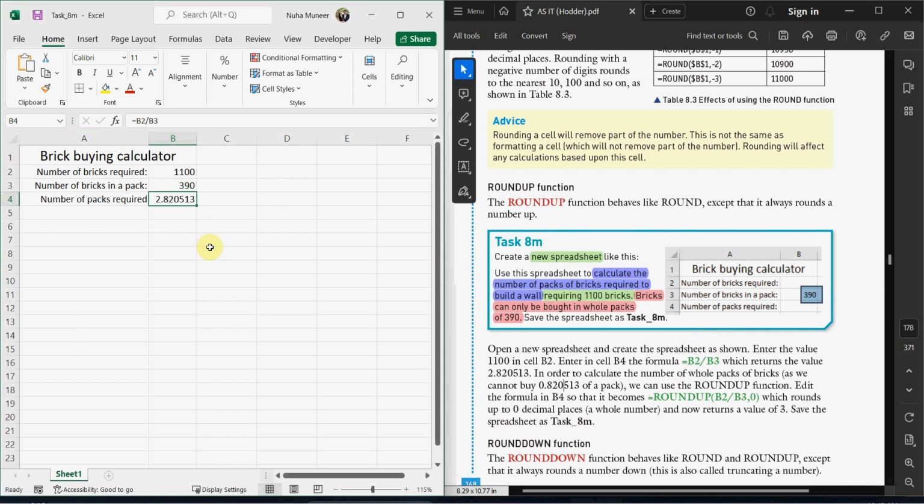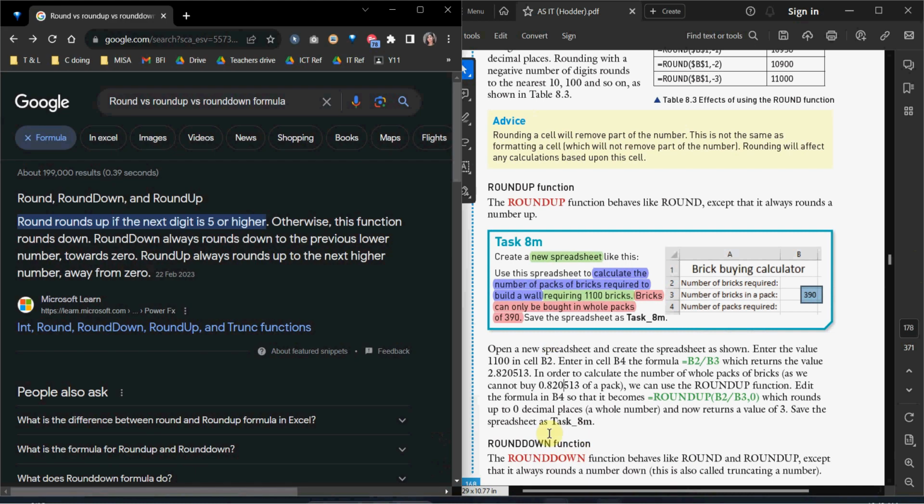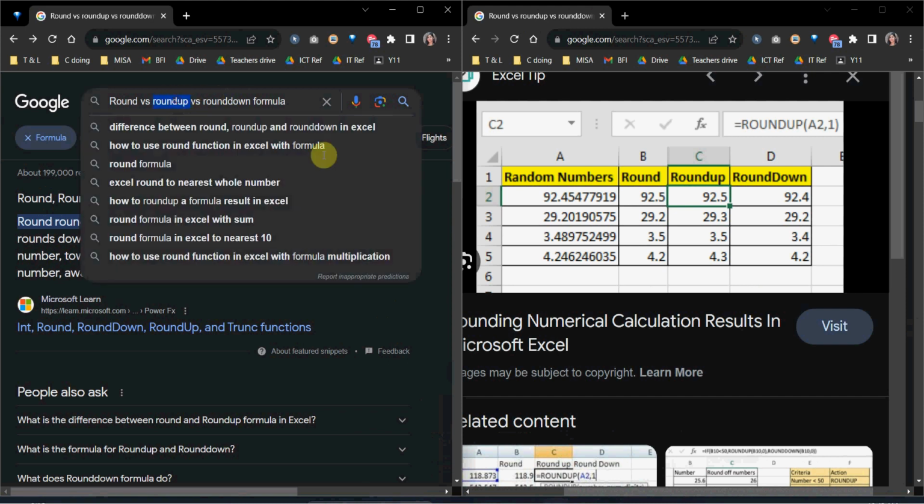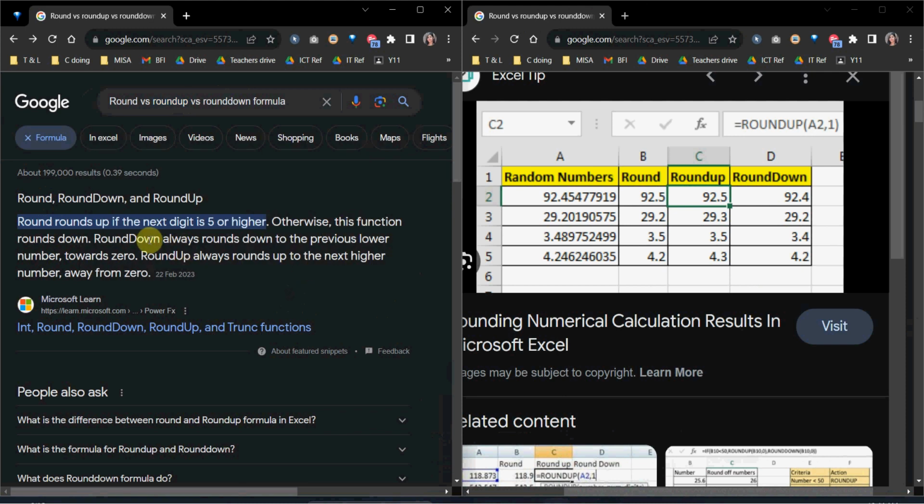So what we need to do is round it, and we have three types of rounding. To give you an idea ahead about the three types of rounding, what are those? We have round, which usually rounds up if the digit is 5 or higher, or down if lower, depending on the number. You need to be careful about the value if it is 5 or lower or higher. Let me go first to round down. In round down, they usually round it down to the previous lower number, towards 0, without considering the 5. While in round up, they always round it to the next higher number, always away from 0.